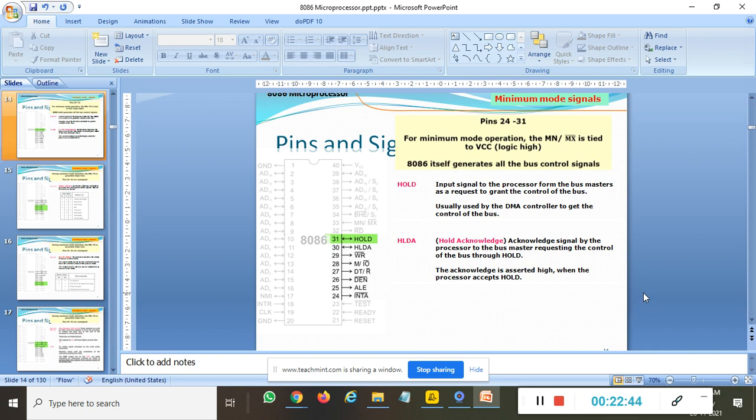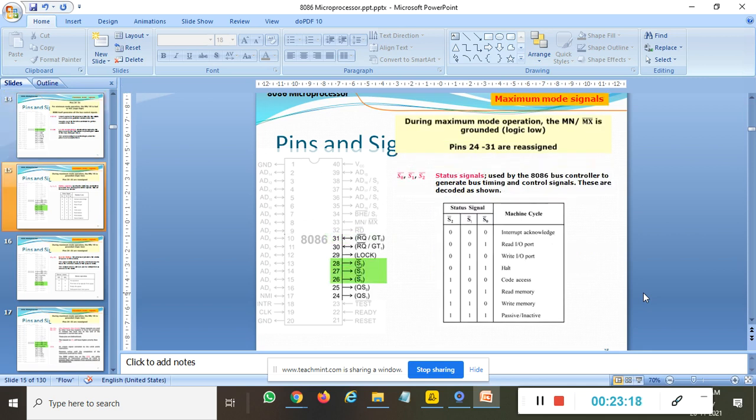So hold acknowledgement is the acknowledgement signal from the processor to the bus master requesting the control of the bus through hold, and it is asserted high when the processor accepts the hold signal. So these are the minimum mode signals of the 8086 microprocessor.